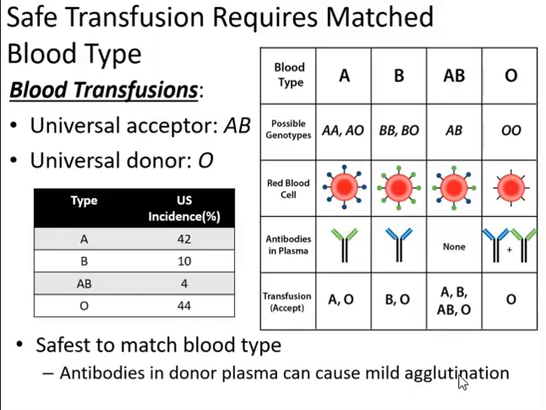And make sure you get your blood type done. It's an important thing to know, especially if you're working in the healthcare field. If you want to donate blood, or God forbid you're in some sort of accident where you have to be transfused blood, it is very important to make sure you know what your blood type is. So it is very important to match blood type. We want to make sure that there is no agglutination that occurs between the donor and the recipient, because antibodies in the donor plasma can cause mild agglutination.